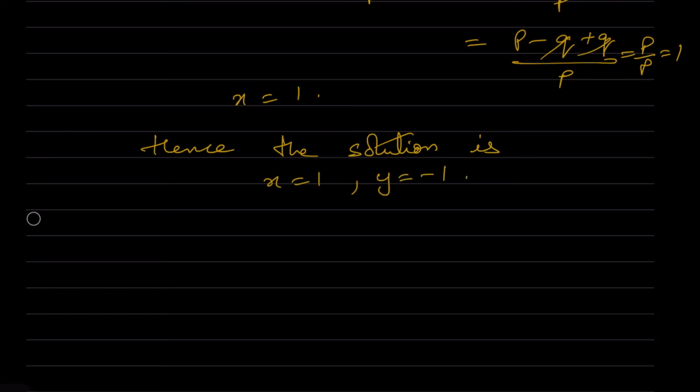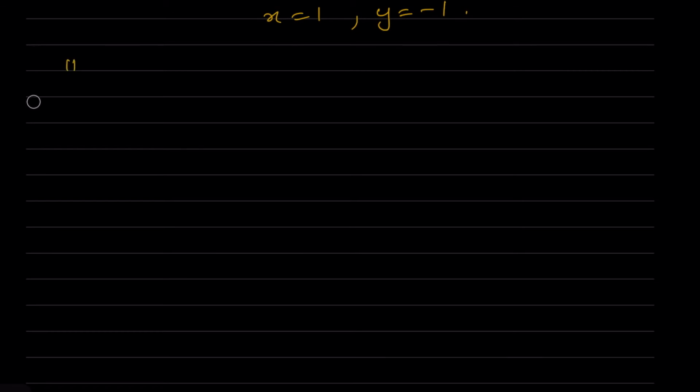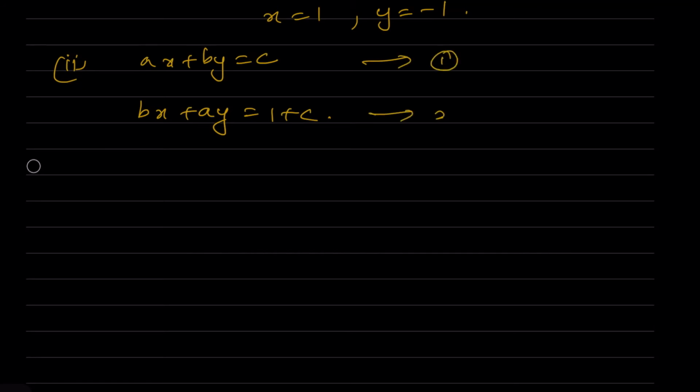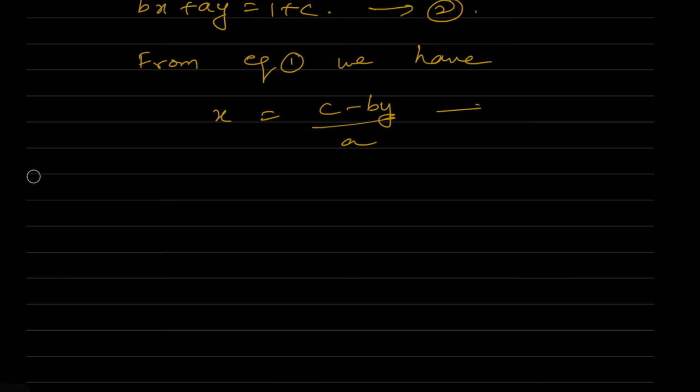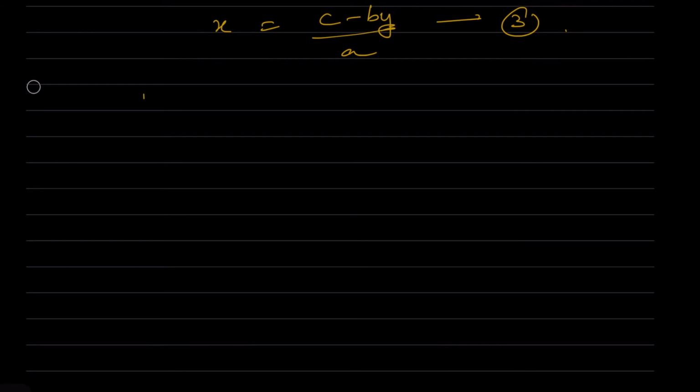Now the second problem is, we have ax plus by is equal to c, bx plus ay is equal to 1 plus c. So we name here equation 1, equation 2. So from 1 we bring in terms of x, and now we substitute this x term in equation 2. So what will we get? We'll just see. So from equation 1 we have x is equal to c minus by by a. Put this as equation 3. Putting the value of equation 3 in equation 2.